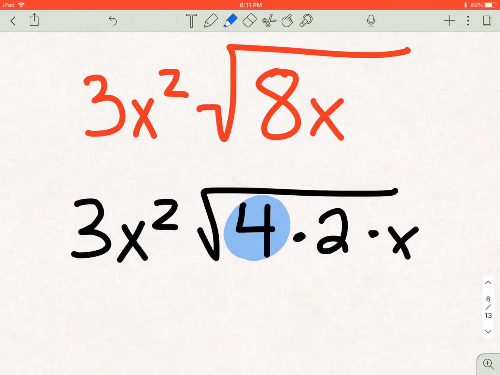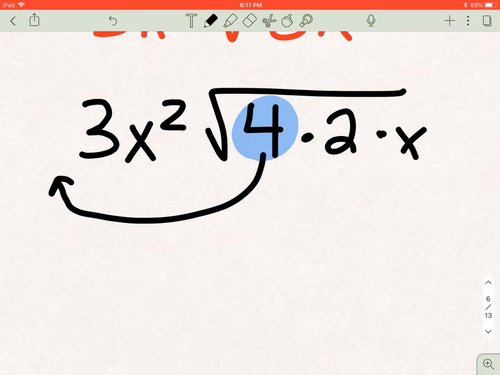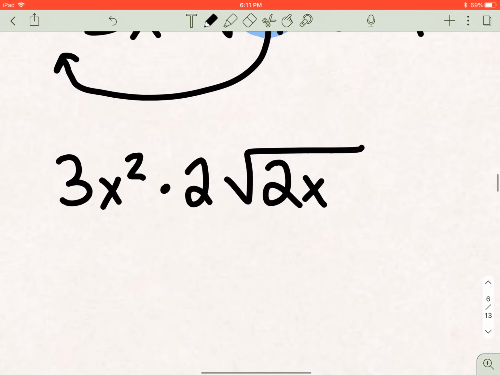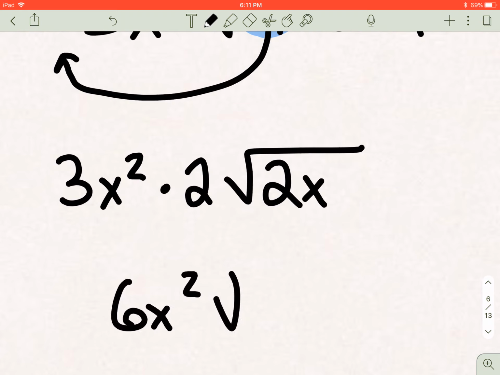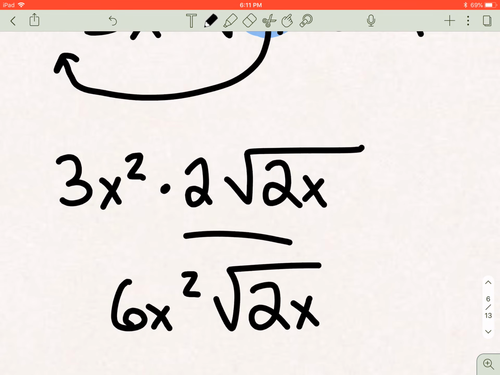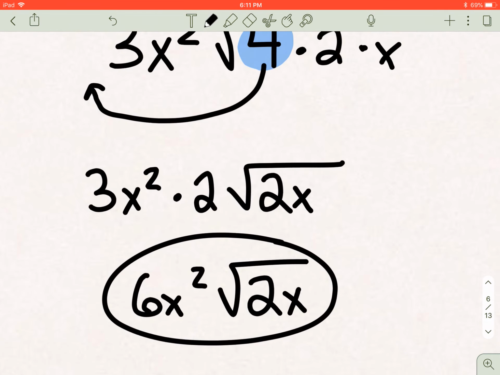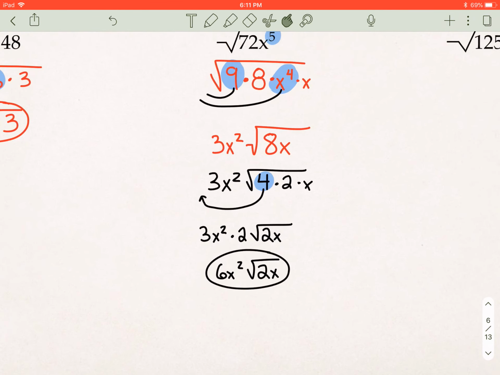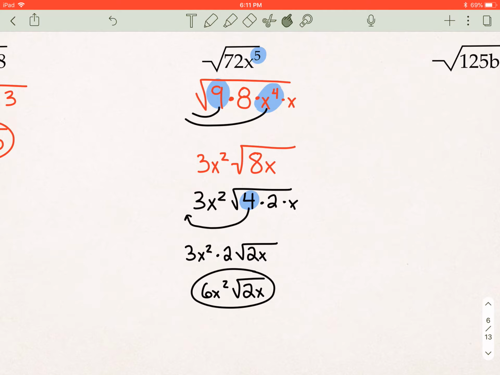I can pull out a 2 because 2 times 2 is 4. So that would go out there. That would be the same as 3x squared times 2 times the square root of 2x, because those are left on the inside. And 3 times 2 would be 6x squared times the square root of 2x. So, are there a lot of steps here? Yes, but I think you guys are fully capable of this.